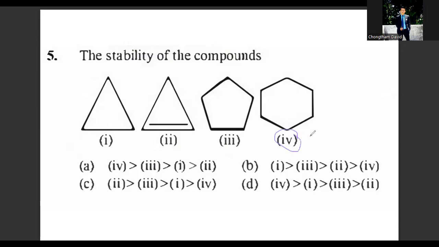Cyclohexane, this will be the most stable. Let us give the ranking here so that we can easily note it down later on, right? And the rest of the molecules, they are nearly planar, and hence their stability depends upon the angle strain.